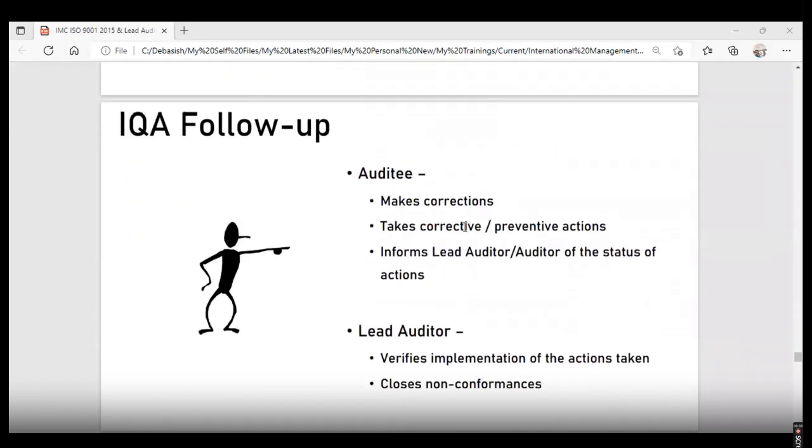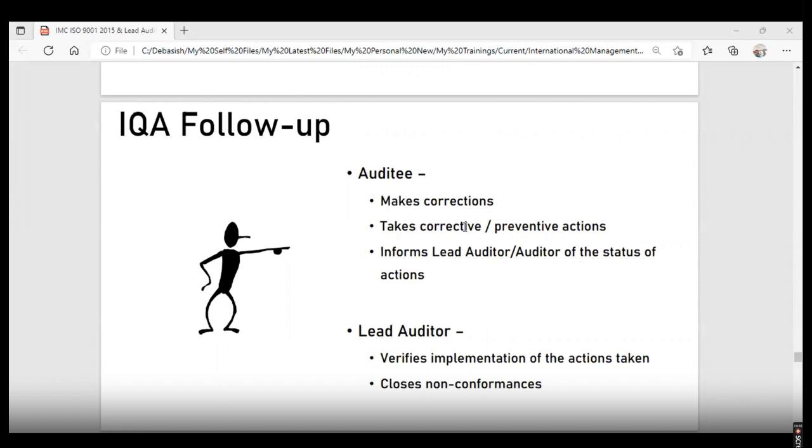IQA follow-up. What are the responsibilities for the IQA follow-up from the auditee? He or she makes all the changes and corrections, takes all the corrective and preventive actions, and informs the lead auditor or the auditor to come and check the status of the actions and close the non-conformance. And the lead auditor verifies the implementation of the actions taken and ultimately closes the non-conformance.